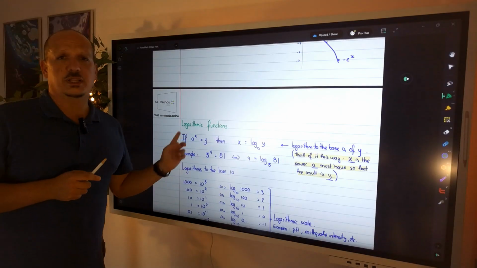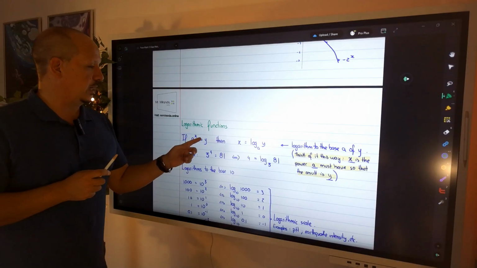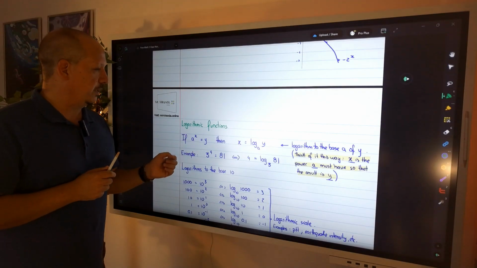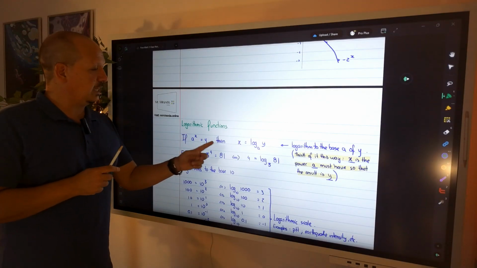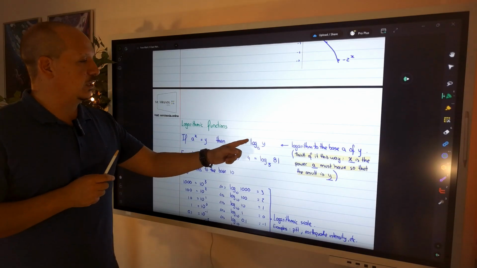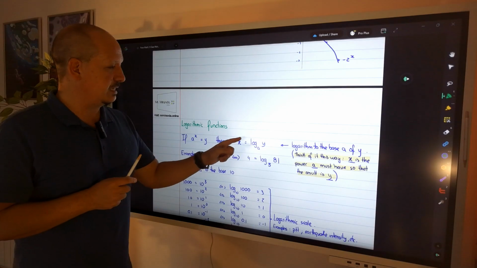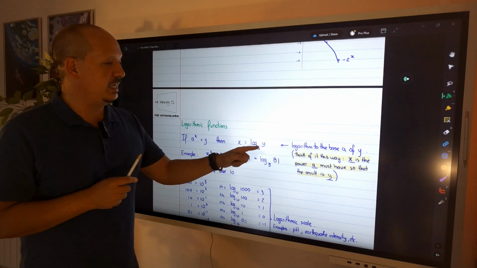So you're starting here with an exponential. A to the power of x equals y. It's just what you had there, but inverted the order. So if this is true, then you can say that x is the logarithm base a of y. Again, x equals the logarithm base a of y.